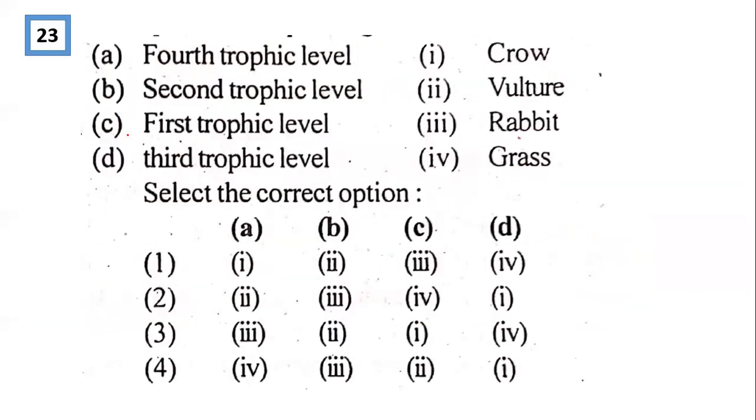Question number 23. Fourth trophic level, you have to select the correct option. Which is the fourth trophic level? Yes, it is the vulture. So option A matches with 2, and option 2 will be the correct answer. But anyway, let's match it. B, second trophic level. Which is the second trophic level?